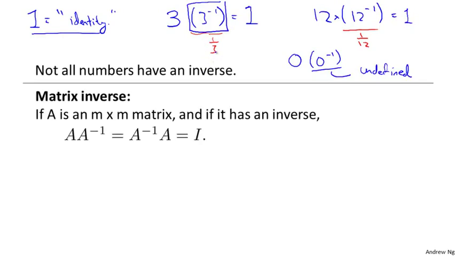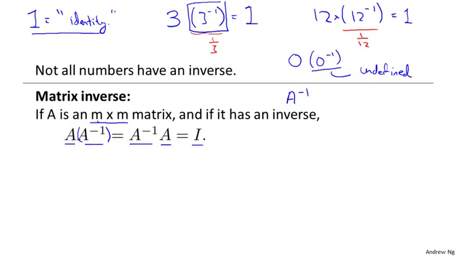Here's the idea. If A is an m by m matrix, and if it has an inverse, I'll say a little bit more about that later, then the inverse is going to be written A to the minus 1, and A times its inverse, A to the minus 1, is going to equal A inverse times A, which is going to give us back the identity matrix.